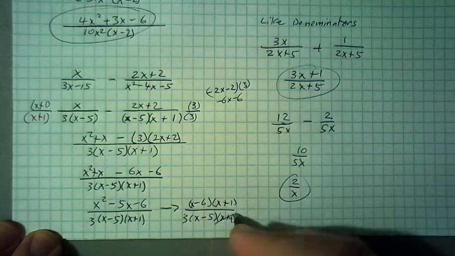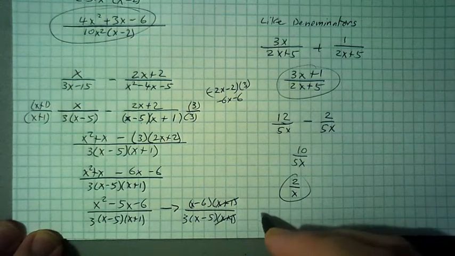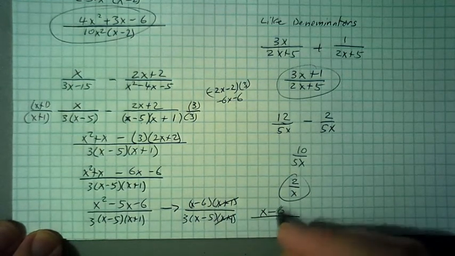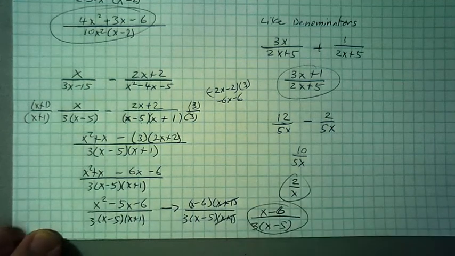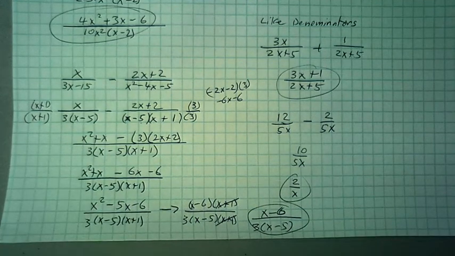The x plus 1s are going to cancel very nicely. And our final answer then is x minus 6 over 3 times x minus 5. That worked out quite nicely.